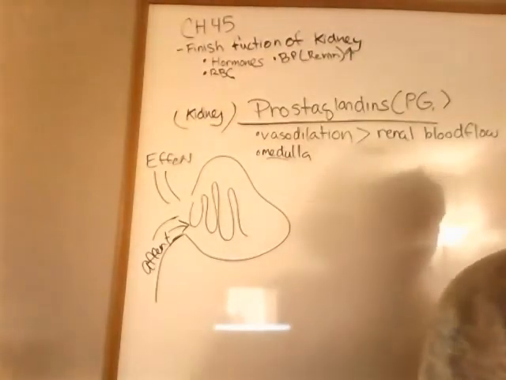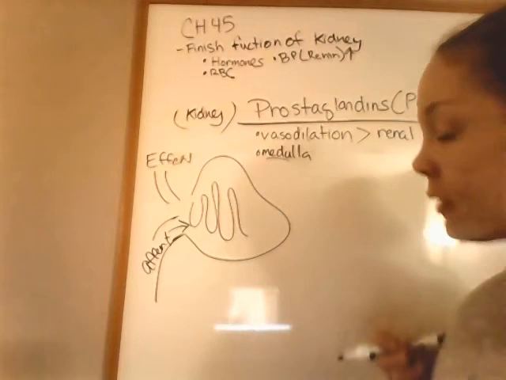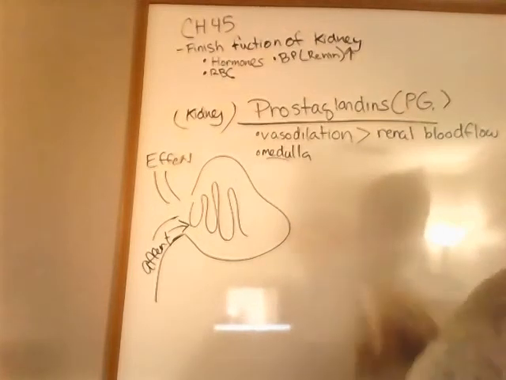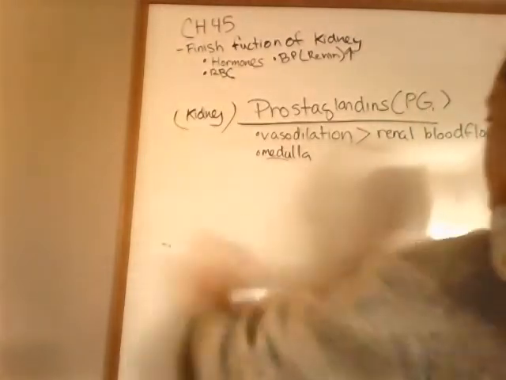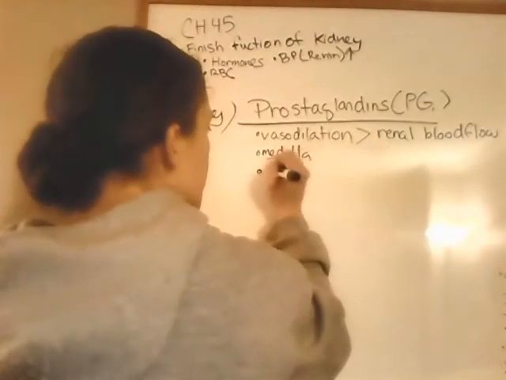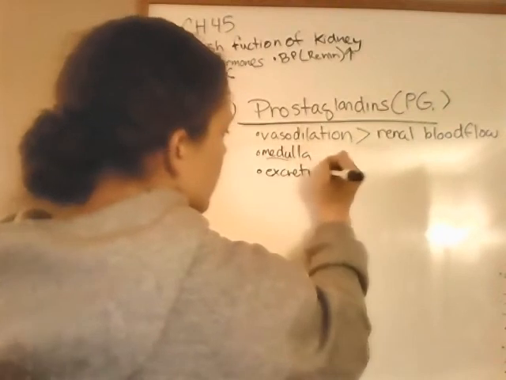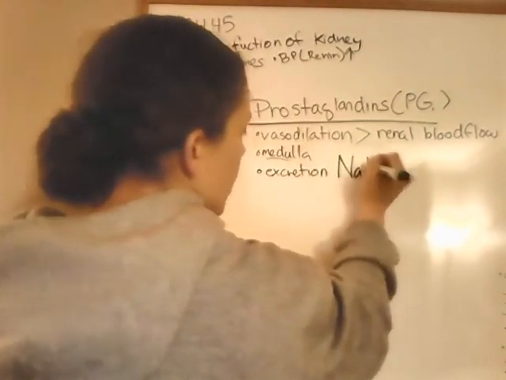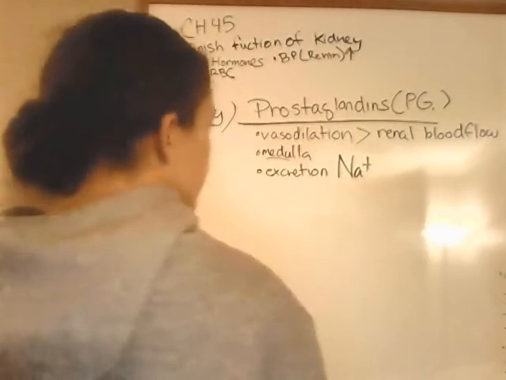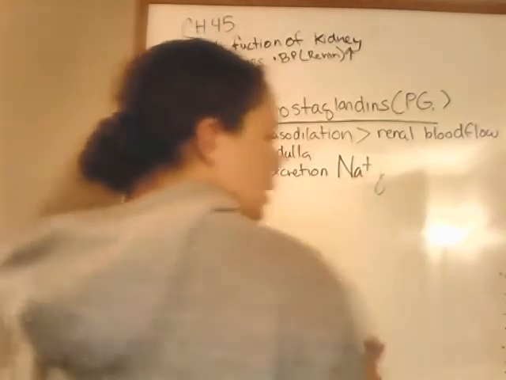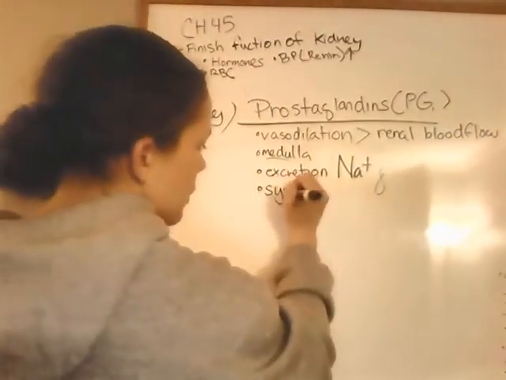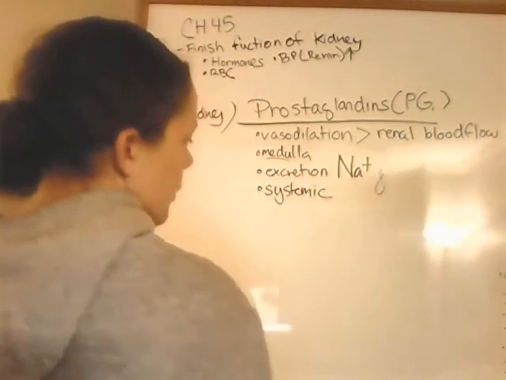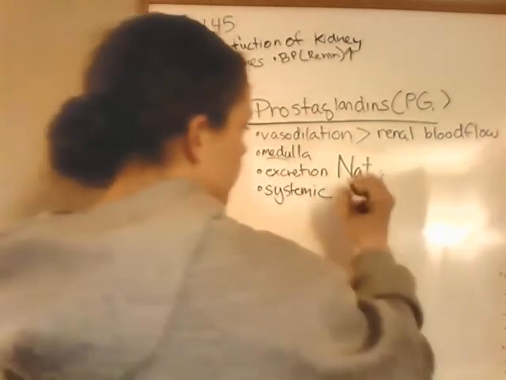Now, it does several things. So this is pretty potent stuff. All right. So not only does it make vasodilation and increase the amount of renal blood flow, but it is also going to cause the excretion of sodium. And of course, what follows sodium? Water, right? Okay, so it promotes natriuresis. It also has systemic actions on just the overall blood pressure.